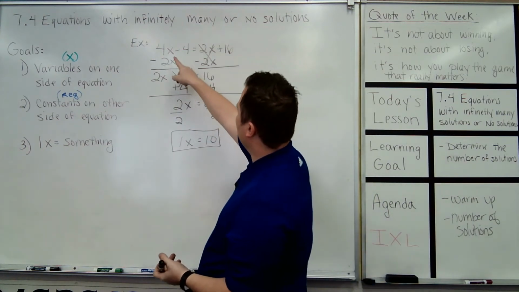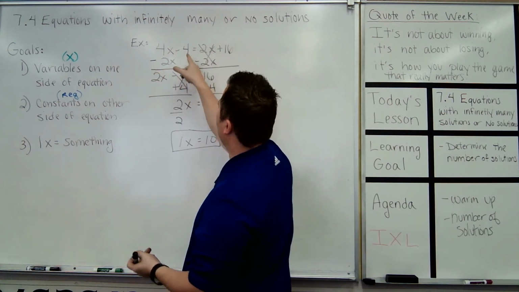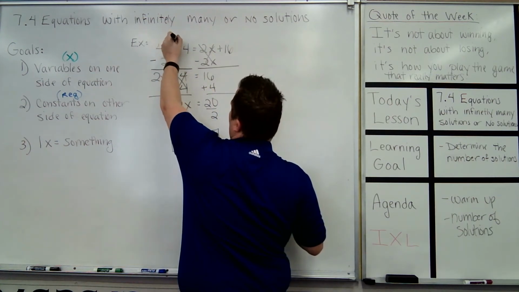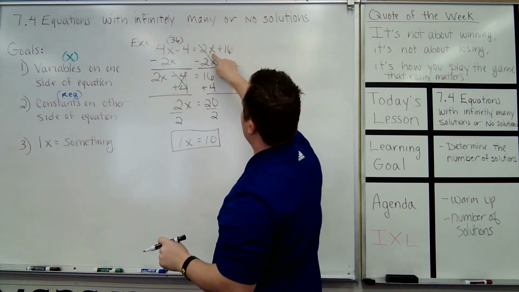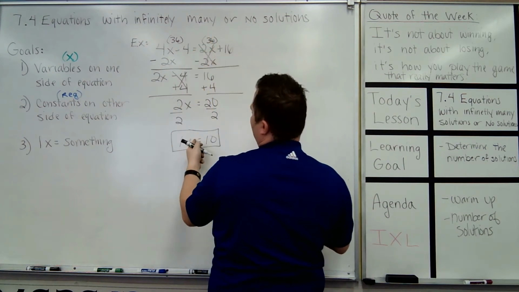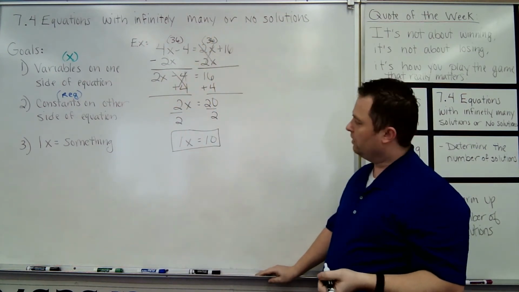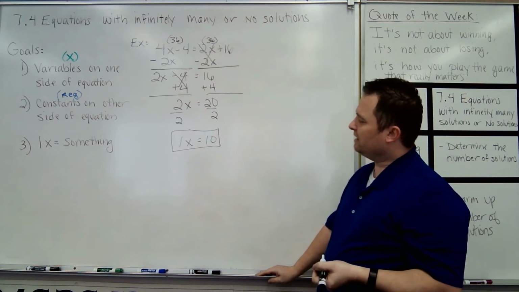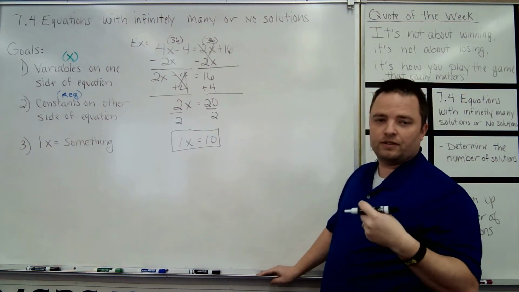So when x is equal to 10, 4 times 10 is 40. Take away 4 is 36. 2 times 10 is 20. 20 plus 16 is 36. When x is equal to 10, both sides are equal to 36. And we've talked about this in previous videos. But what exactly does this mean? It's in terms of solutions.